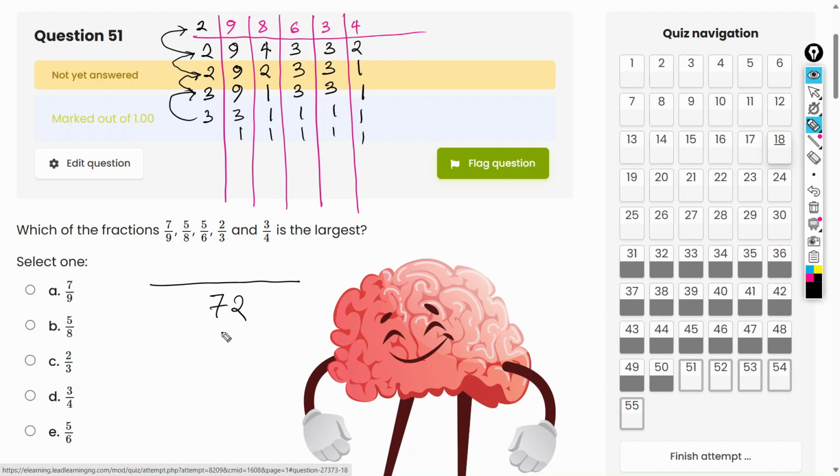Now that we've given them a common denominator, we can compare by dividing by our denominators and multiplying the answer by our numerator. So 9 into 72 is 8. So 8 times 7 is 56.